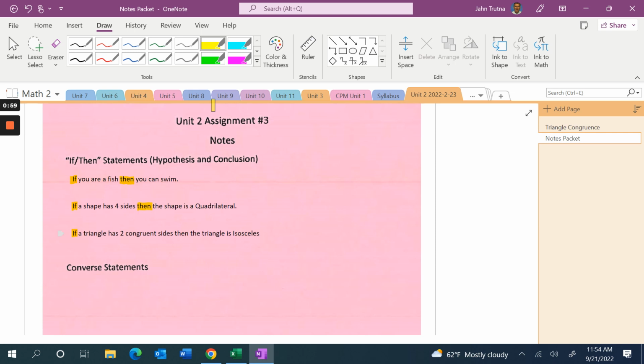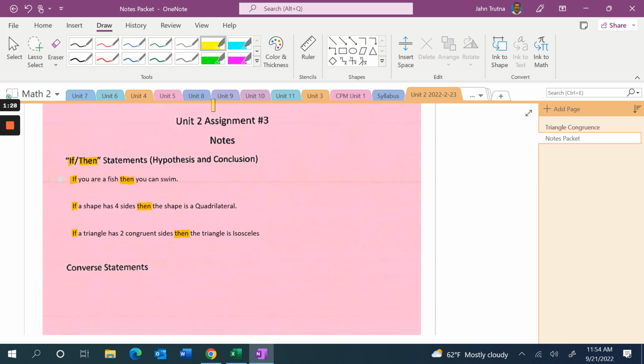Okay, so the very first statement, if you are a fish, then you can swim, is what we call an if-then statement. Why is it an if-then statement? Simply put, because it has the word if and it has the word then in it. The second sentence, if a shape has 4 sides, then the shape is a quadrilateral. And then the third sentence, if a triangle has 2 congruent sides, then the triangle is isosceles.